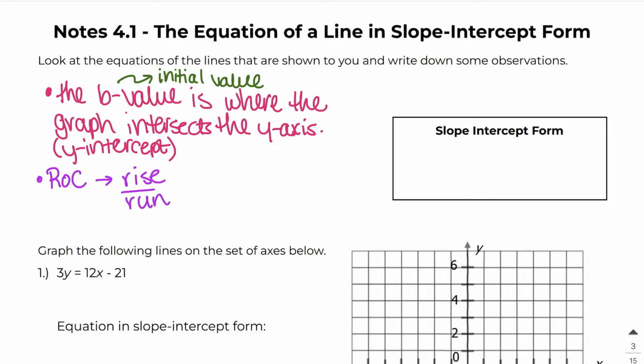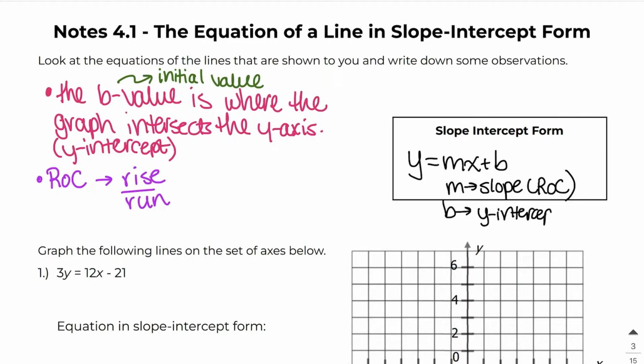Okay? So slope-intercept form is always going to be y equals mx plus b, which we should all be familiar with, where m stands for the slope, which is also known as a rate of change, and b stands for the y-intercept, which is also known as the initial value.